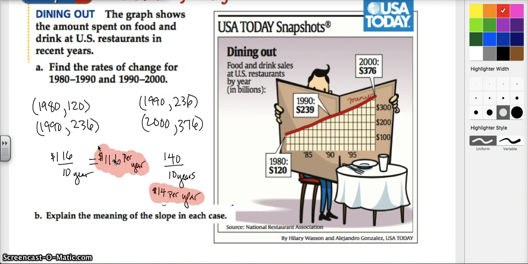After finding the slopes of each, change in Y over change in X, and reducing it, we see that in this time period the change has been $11.60 per year, and this one is $14 per year.